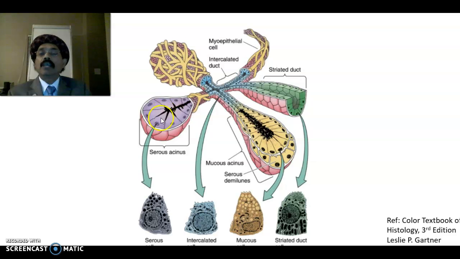So this is serous acinar cell, this is the intercalated duct, then we'll get the striated duct. Lining epithelium here is cuboidal, here it is going to increase in height, it is tall cuboidal to columnar. Then we'll go to the further continuation of the ductal system.